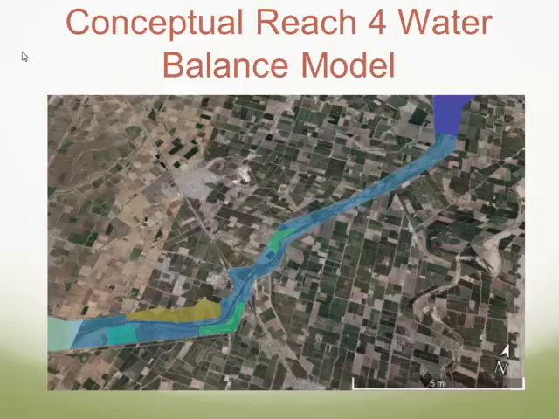So I want to key in on reach 4 and show you a conceptual model of what we're looking at for water in this reach. I'll point out again, reach 4 is this lighter blue area, and all of these polygons are active restoration sites.